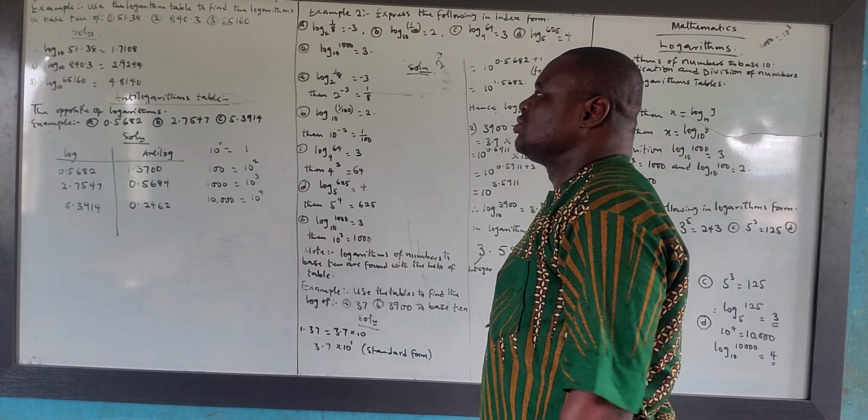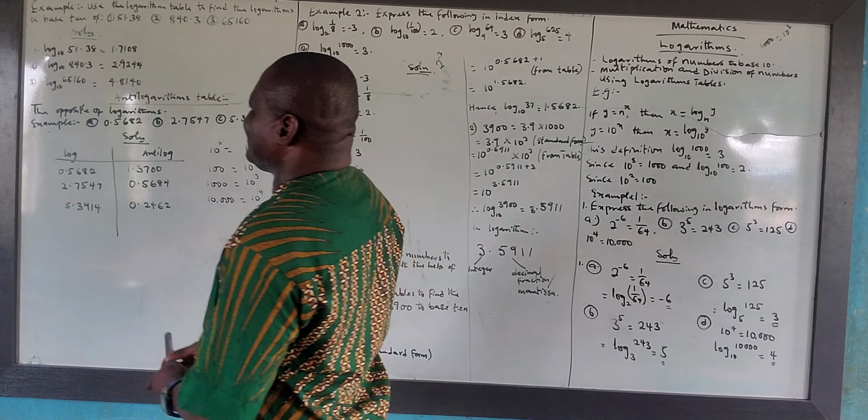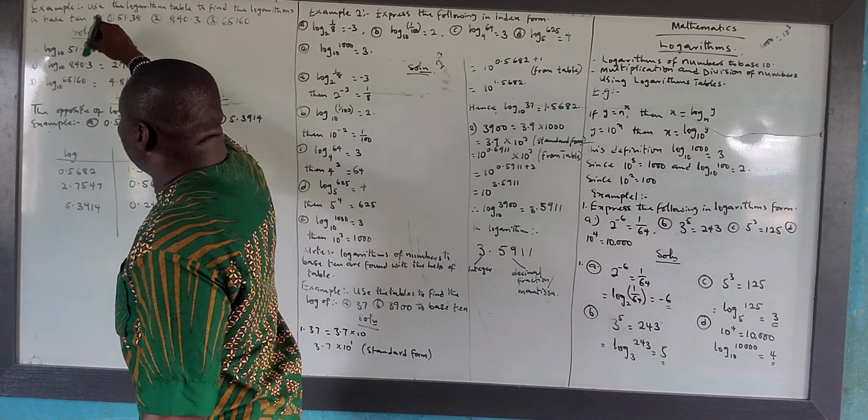So the next one, we look at the characteristics here. We move this decimal point twice. 1, 2. That's why we have 2.9244. Do you get that now?